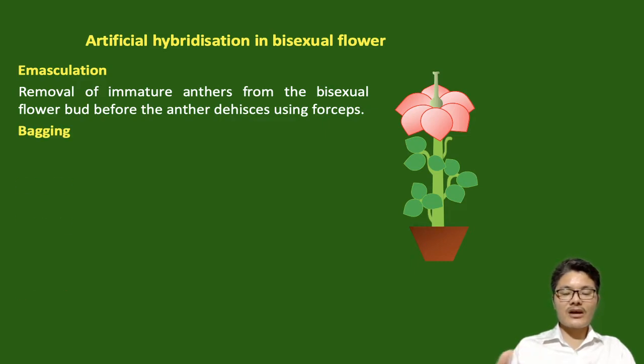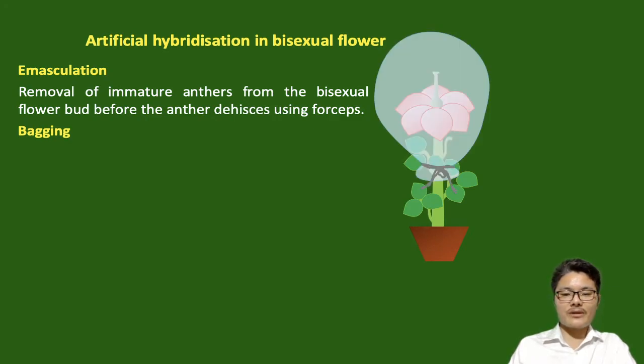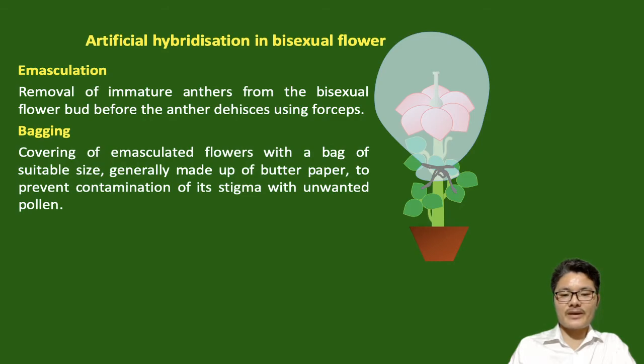The second technique that we have to discuss is bagging. Bagging, the literal meaning itself says, covering up. So we cover the flower with a suitable bag, which is usually made of butter paper. This technique of covering the emasculated flower is mainly to protect the stigma from undergoing pollination by unwanted pollen grains.